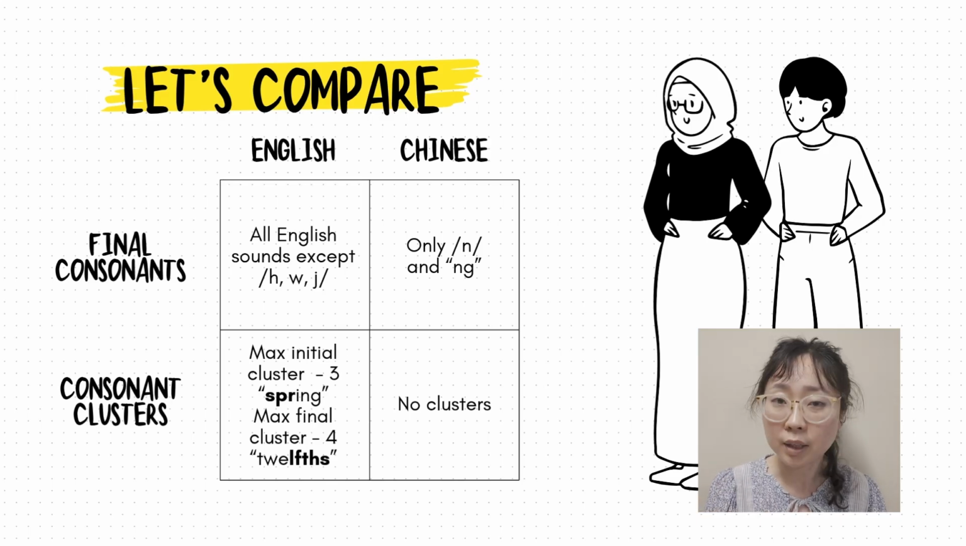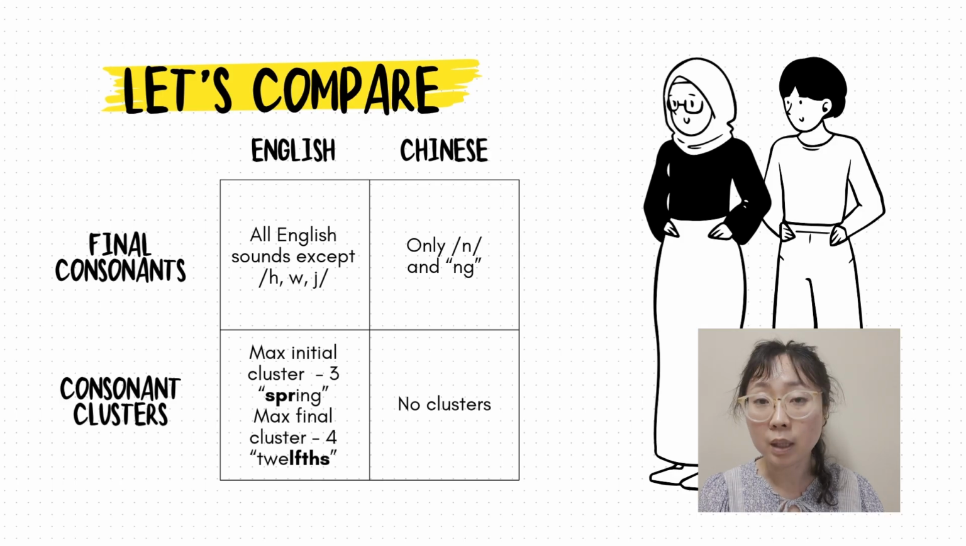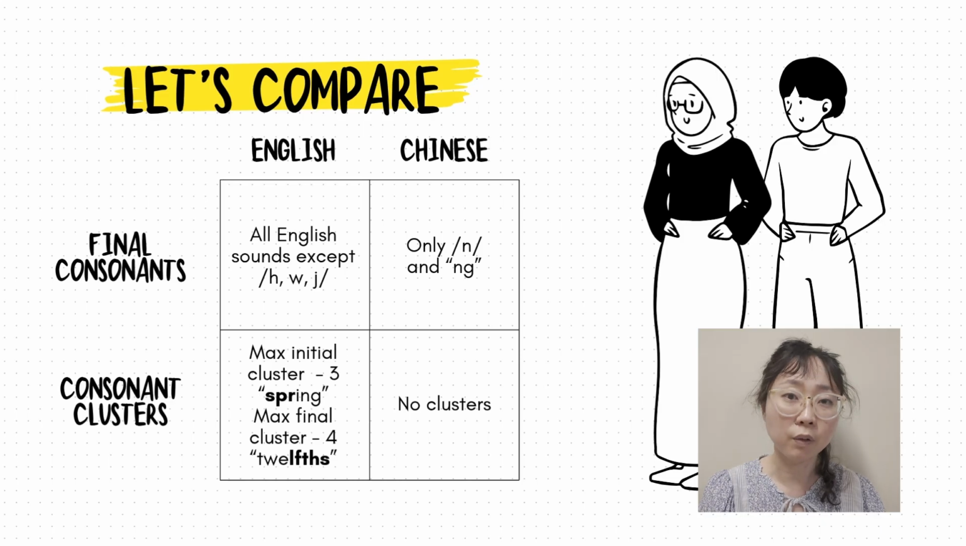And then for consonant clusters, in English, the maximal consonant clusters at the beginning might be 3, so like in spring, SPR. And then the max at the end might be about 4, like in the word twelfths. And then for Chinese, there are no consonant clusters in Chinese. Again, when we compare, what does that mean? Well, for Chinese speakers, they might have a hard time producing the consonant clusters, so they might omit or delete one of the cluster sounds or just substitute with a different sound.